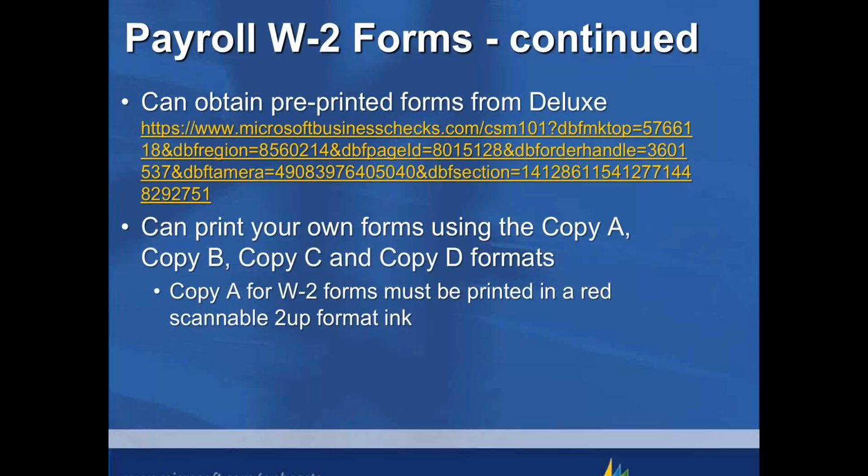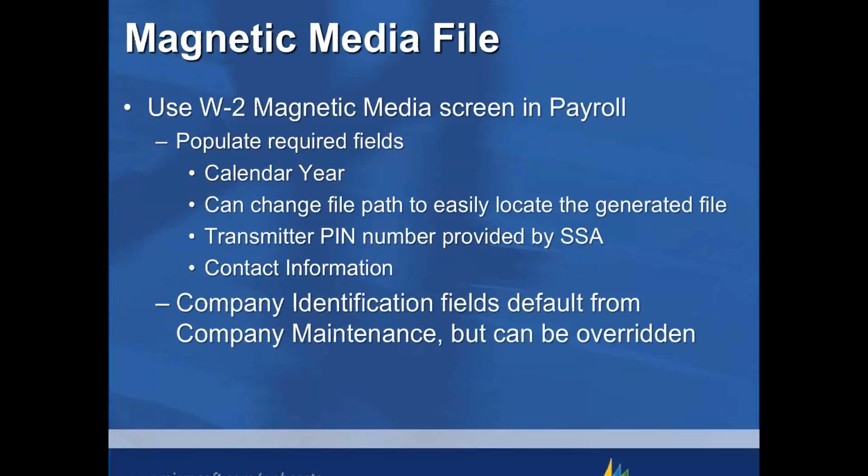You can print your own forms using the copy D formats. Copy A for W-2 forms must be printed in a red scannable 2-up format ink, if you choose to do that. Or if you're doing magnetic media reporting, you need to populate the required fields in the screen for running that.